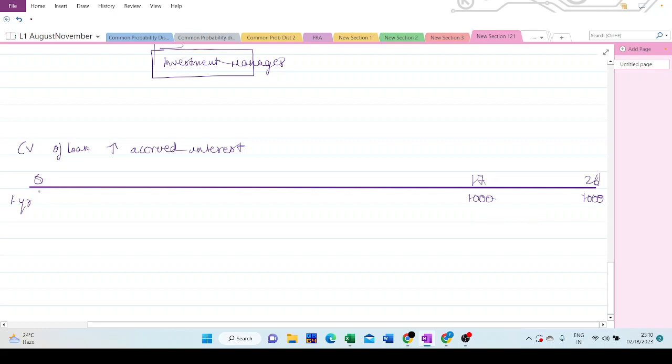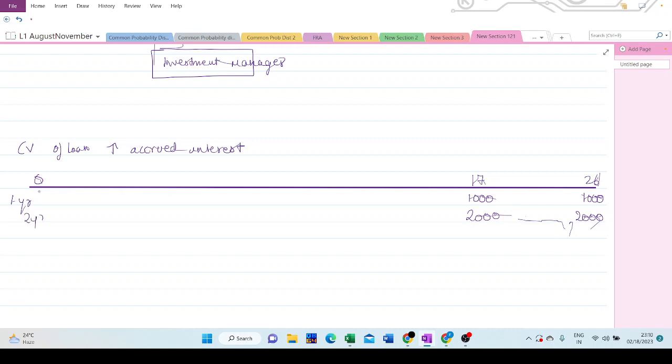Is eligible to receive 2,000 every year till he retires, right? Now, what are the additional benefits that he is receiving? Additional benefits that he is receiving by working for one more year. Bolo guys. Thousand. Yes. So he is basically receiving 1,000 extra per year for the next 10 years after he retires.